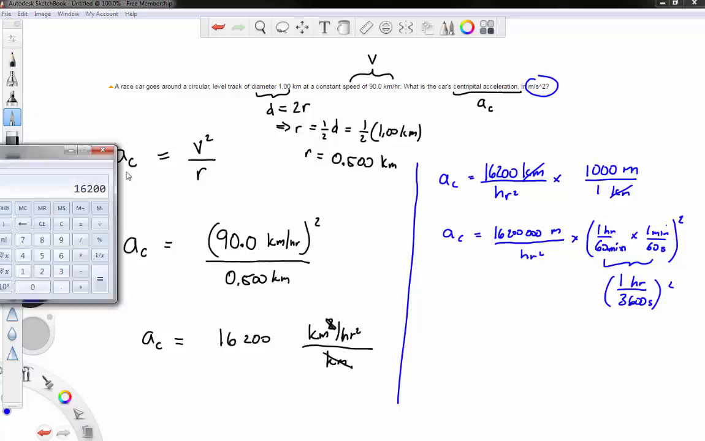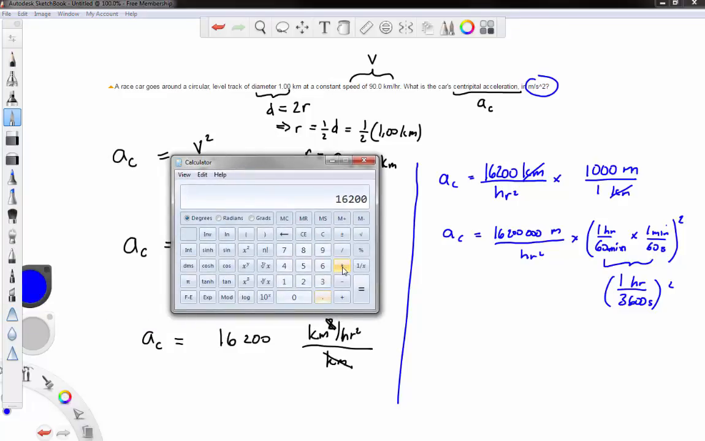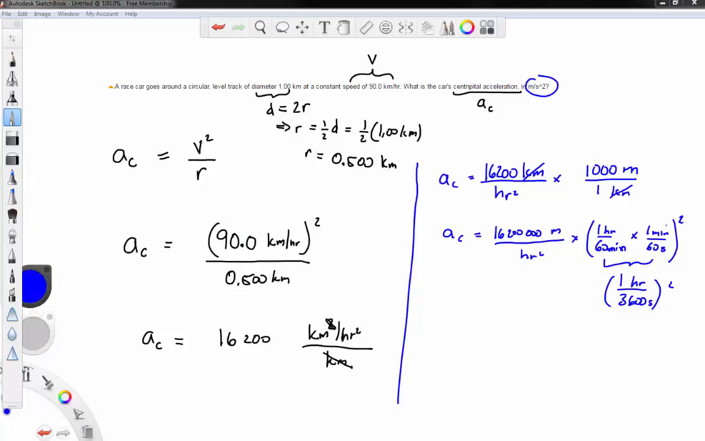So let's take our 16,200. We'll go ahead and multiply by the 1,000 there to get it into meters. Then we've got to divide by 3,600, and we have to square that 3,600. What we end up with is 1.25. So the centripetal acceleration is 1.25 meters per second squared.